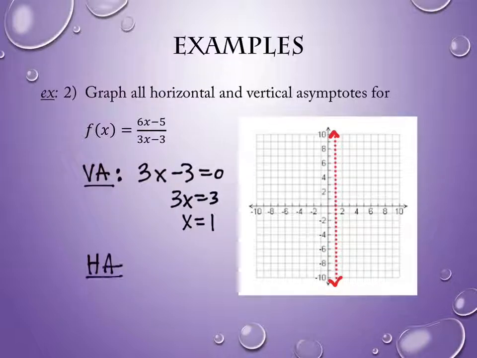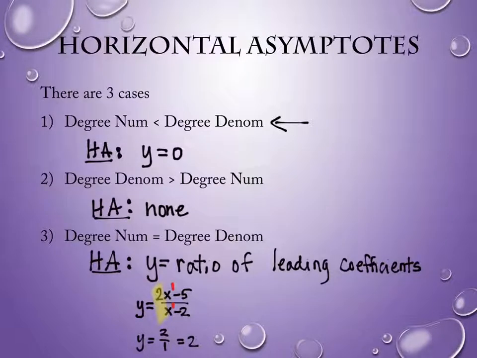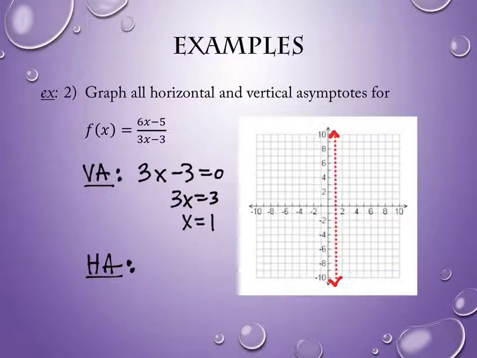And then what do I do for the horizontal asymptote? Ratio. Yeah, it's a ratio. This is an example of the third case. The degrees are the same. What is the degree of each of the numerator and the denominator here?